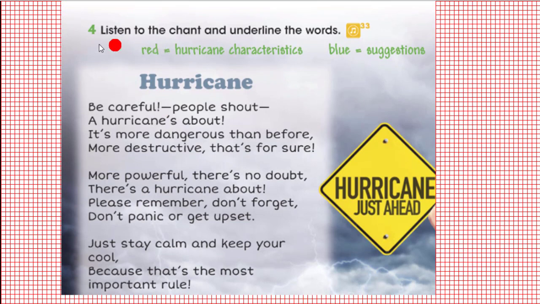We have here number 4. Listen to the chant and underline the words. Okay, vamos a escuchar una canción con rima. Hurricane. Huracán, ¿no? Bueno, siempre cuando me acuerdo de huracán me acuerdo de los supercampeones, ¿no? Ok, que hicieron huracán en el cielo.